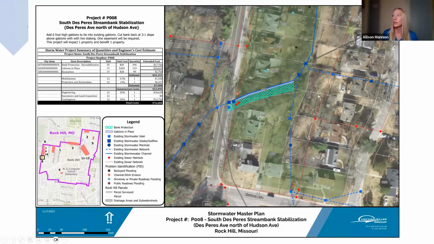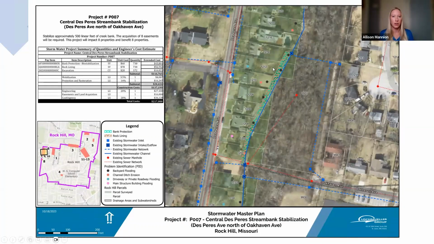This is a slightly alternative. MSD does have this identified to build a concrete wall here. And so that is what MSD's original idea was. And so we came up with a slightly different alternative, which is why it's being presented today. This would impact or benefit 1 property and has a cost of $176,000.